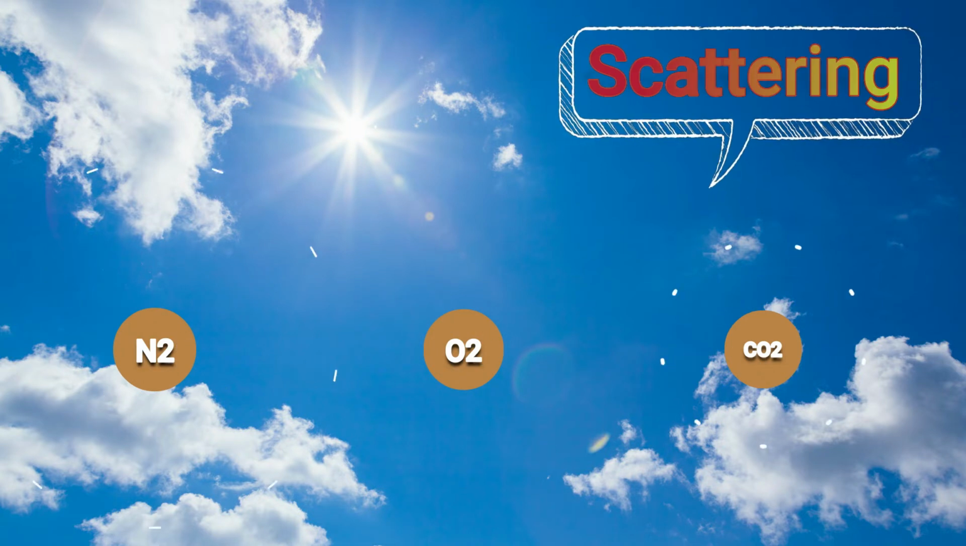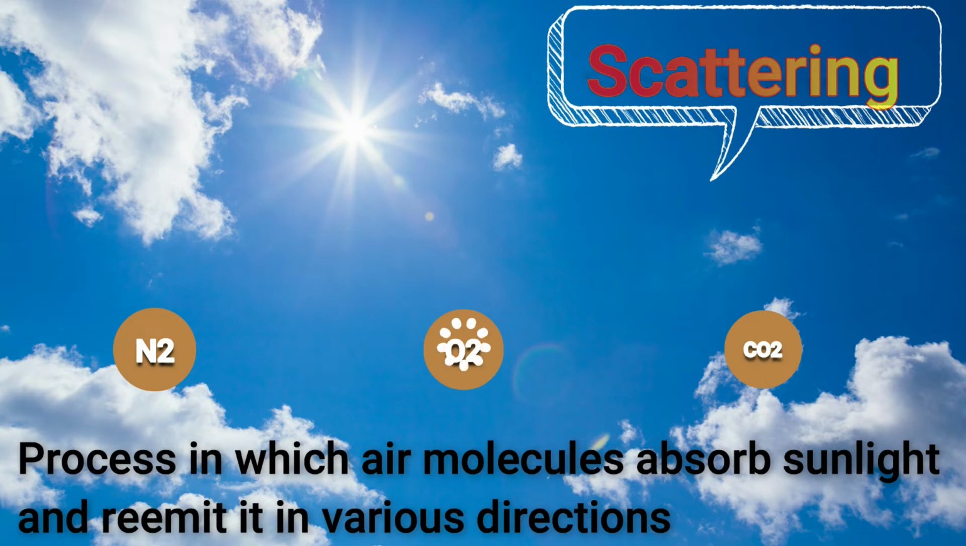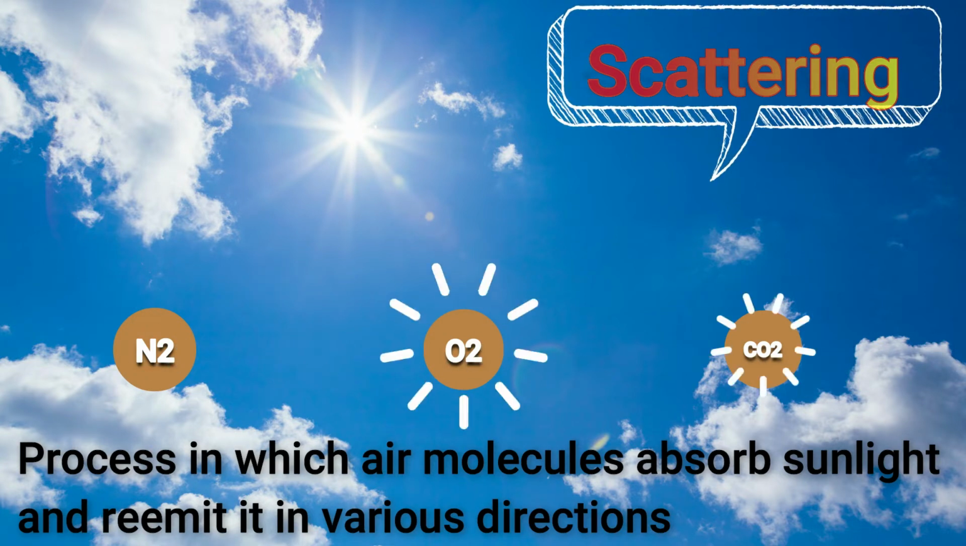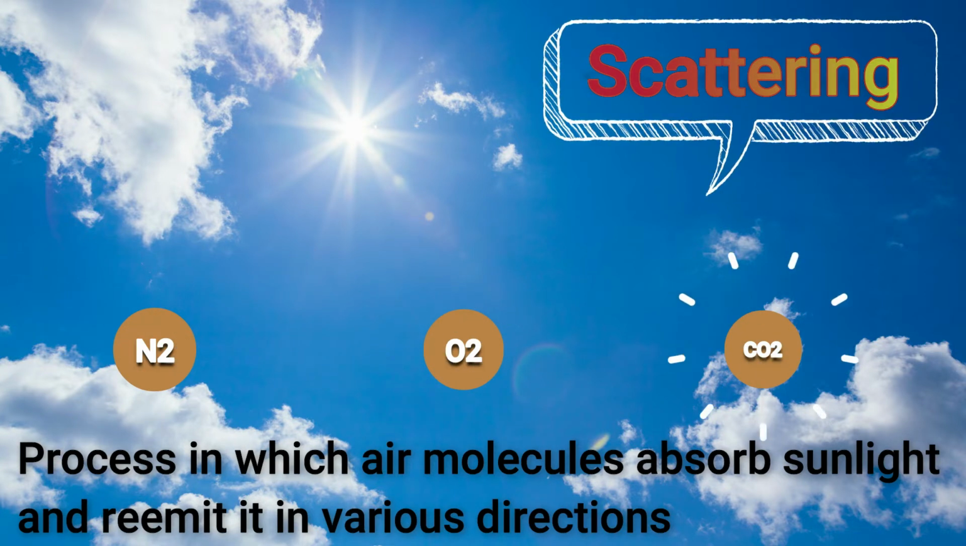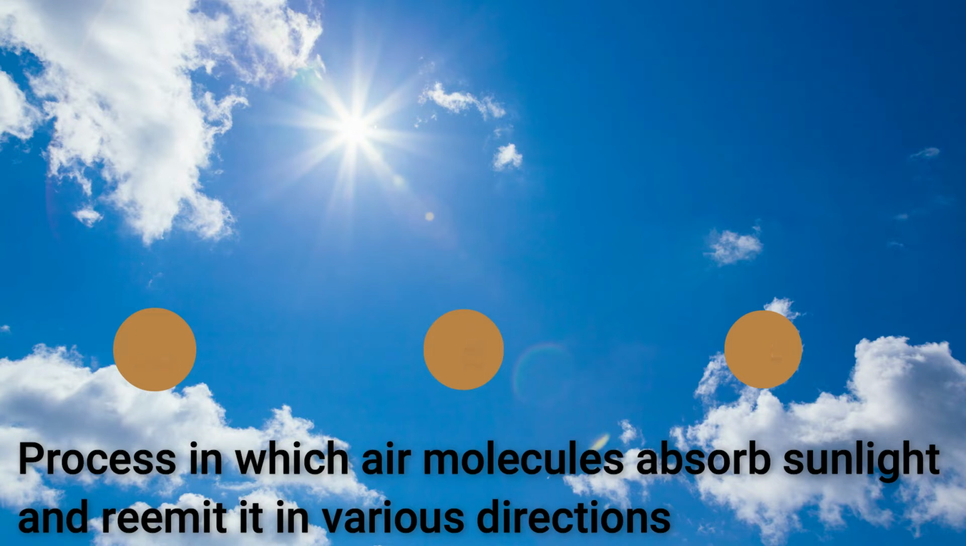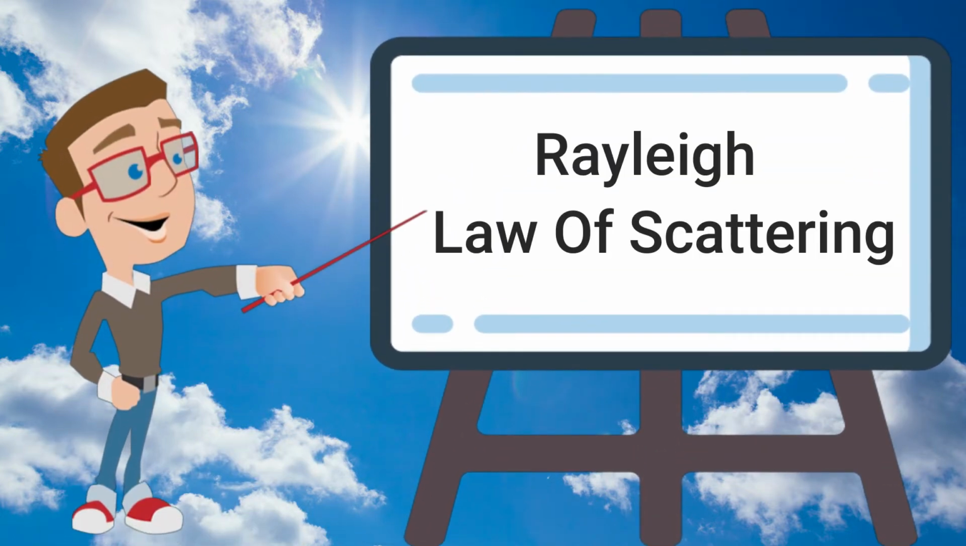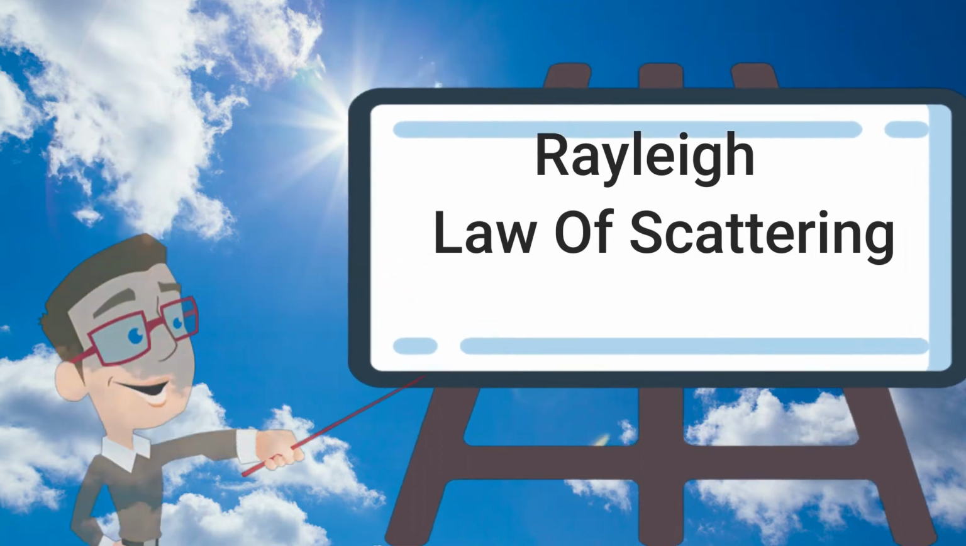When sunlight strikes these molecules, it gets scattered. Scattering is a process in which air molecules absorb sunlight and re-emit it back in various directions. However, not all the light is scattered equally. This is where Rayleigh's law of scattering comes in. The amount of light that will be scattered is given by Rayleigh's law of scattering.